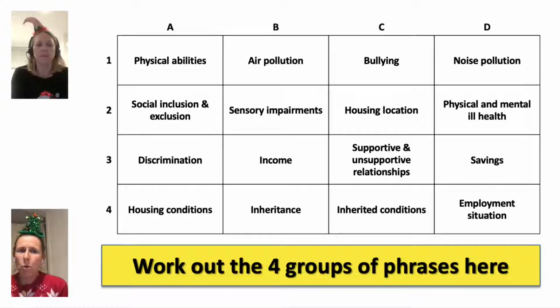Can I give you a clue? This is more around factors. So think about your categories of factors for these ones. These are examples, but the grouping will be a category of factors. Okay, so have a look.